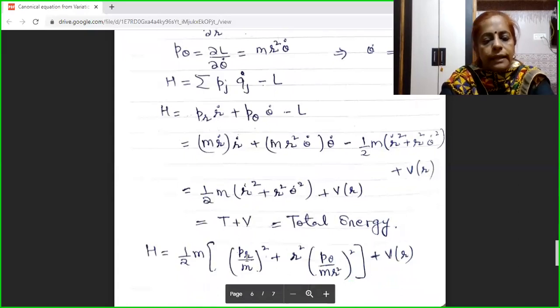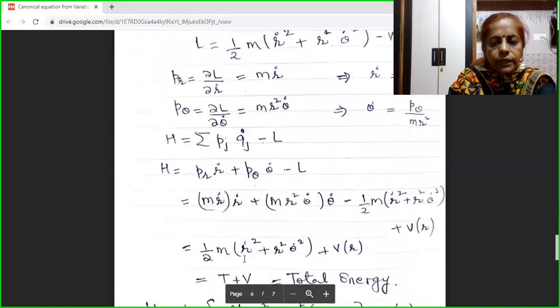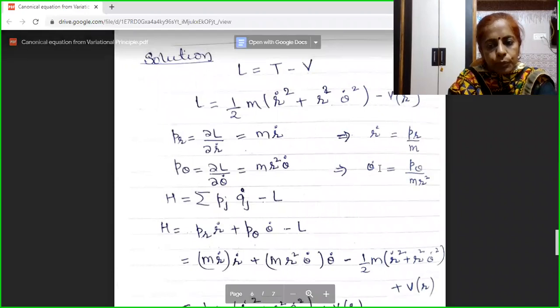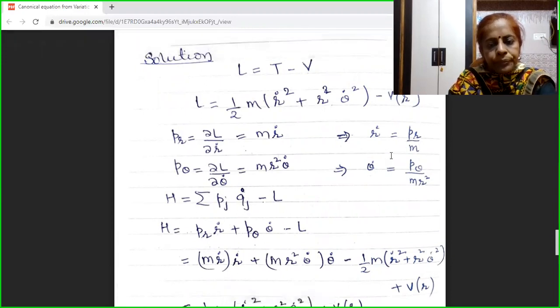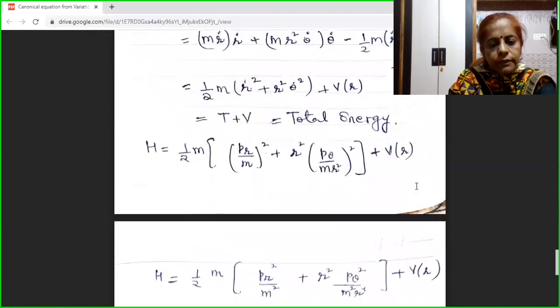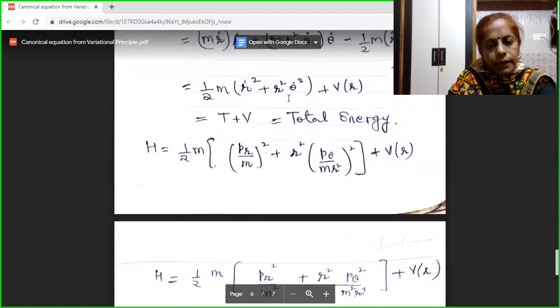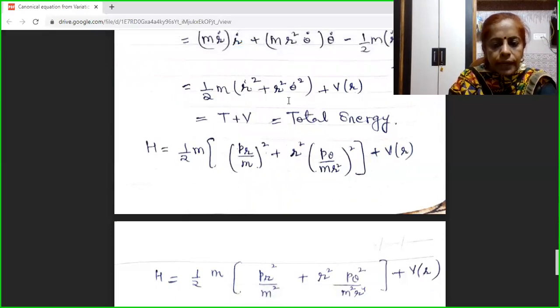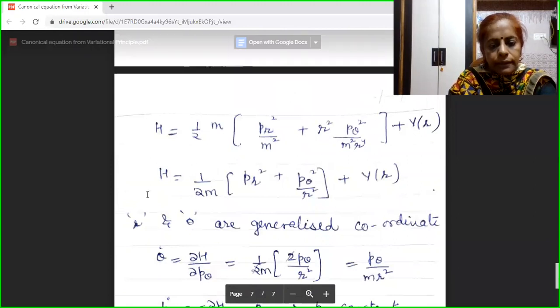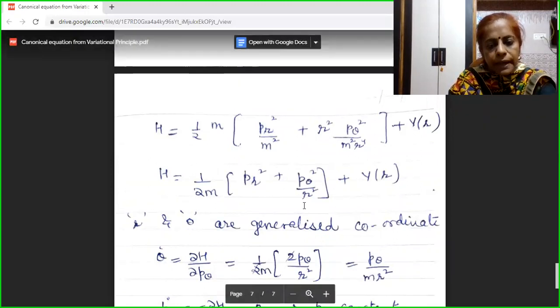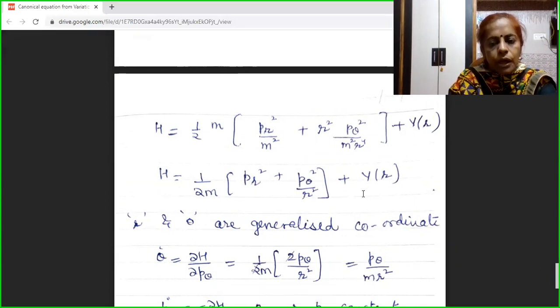Now, in order to solve the canonical equations, I am going to change r dot and theta dot in terms of momenta. So from here, I get r dot equal to Pr by m and theta dot as P theta by m r square. Substituting the values of r dot and theta dot in terms of Pr and P theta, I get the Hamiltonian expressed by this equation. Now I have to solve the Hamiltonian equations of motion.